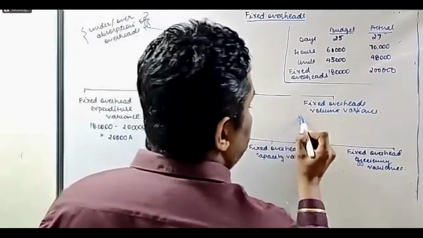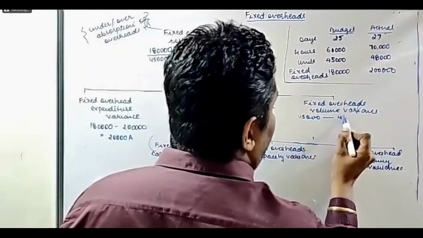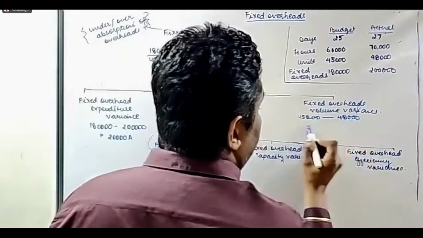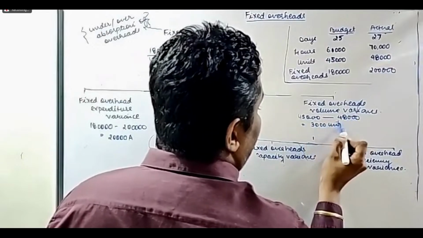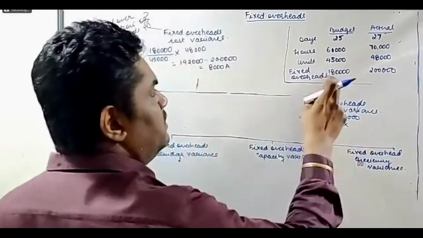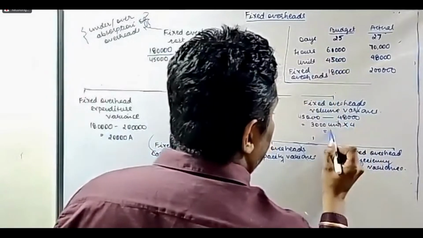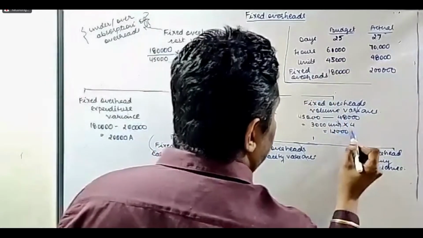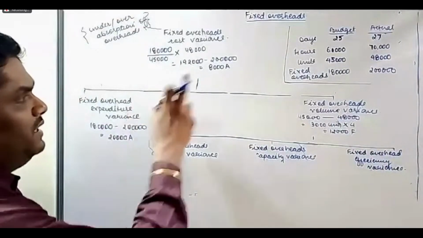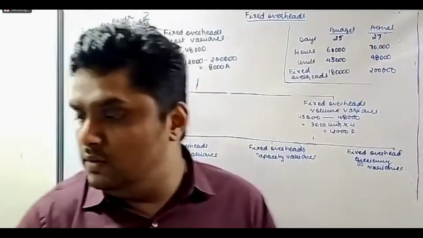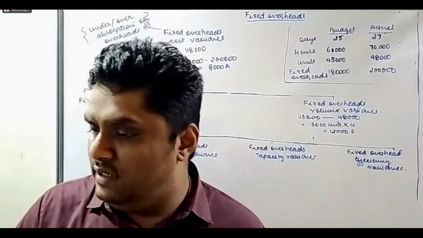Volume, we were supposed to manufacture 45,000 units, but we manufactured 48,000 units. That is 3,000 units extra we manufactured into the rate per unit. So 180 divided by 45, so this will be 4. So this will be 12,000 favorable. So 12,000 favorable, 20,000 adverse, we will get 8,000 adverse. So the cost variance is 8,000 adverse.